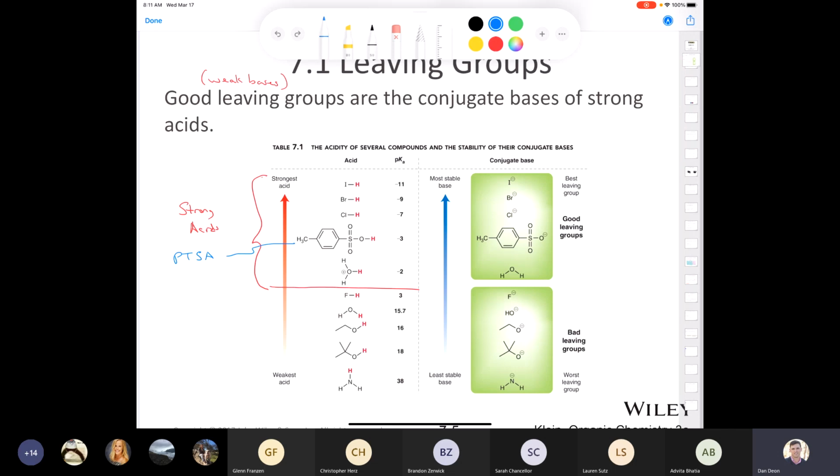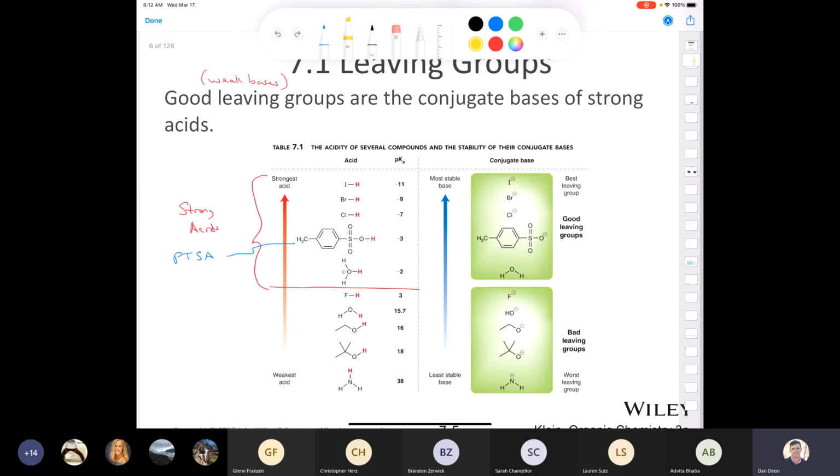And that's a good rule of thumb, right? Students love rules of thumb. Good leaving groups are going to be the conjugate bases of acids that have a pKa below 0. So any acid that has a pKa below 0, its conjugate base is going to be a good leaving group. So that means that everything that's in this green box here is going to be a good leaving group.